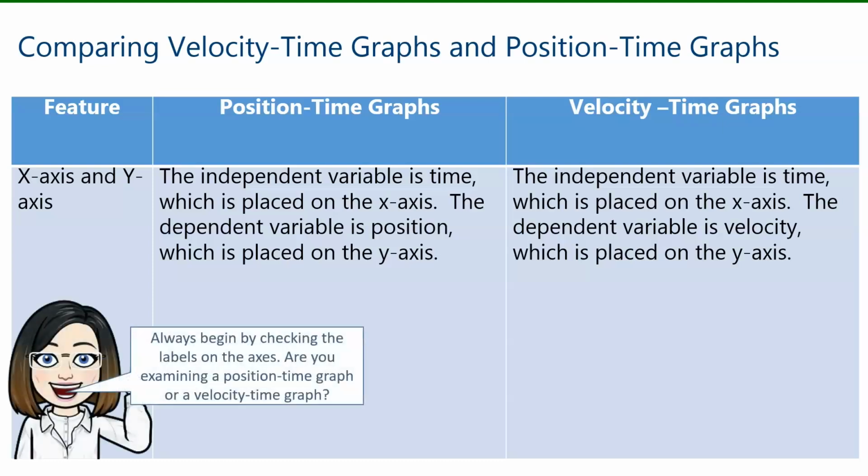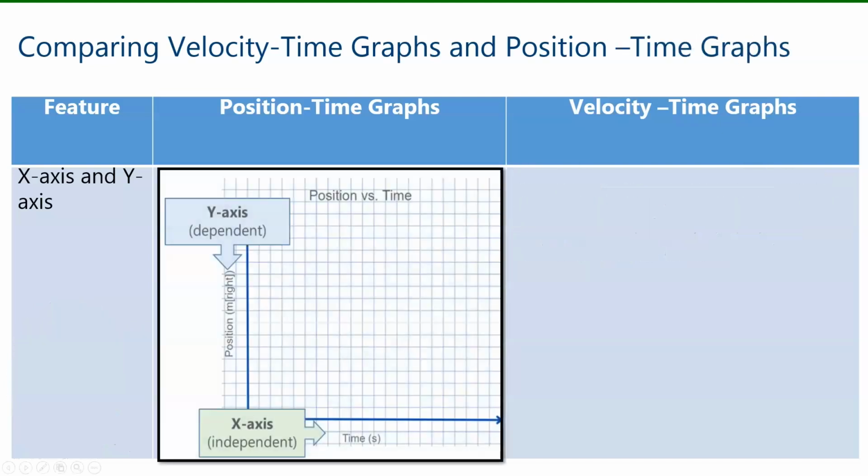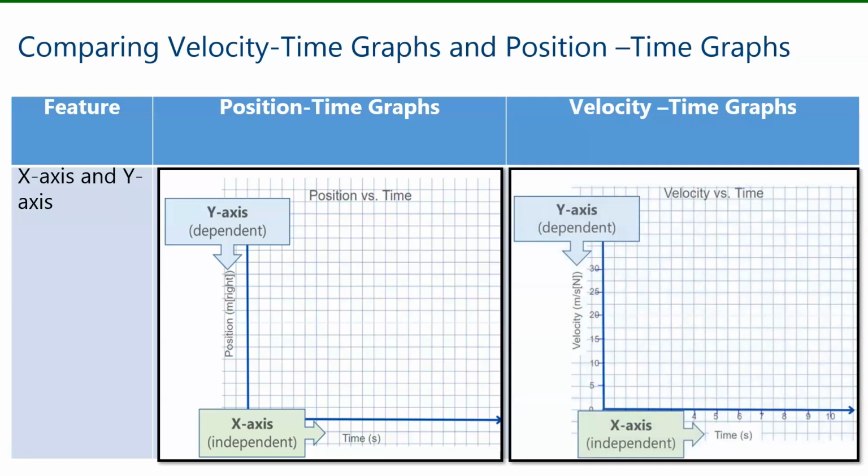Always begin by checking the labels on the axes. Are you examining a position time graph or a velocity time graph? This is important because things will look different depending on the type of graph. A position time graph looks like this, with the x-axis being time and the y being position. And our velocity time graph looks like this, with the x-axis also being time, but the y-axis being velocity.